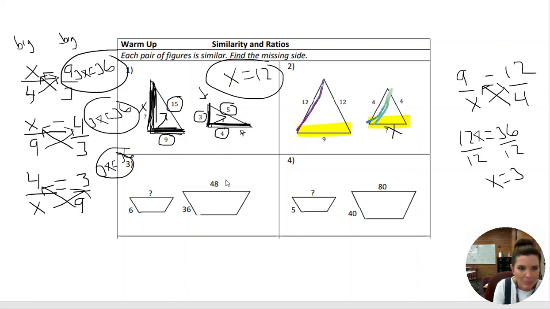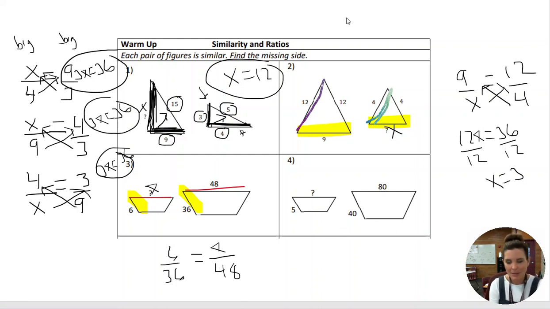Okay, let's do one more. So we can see that this side corresponds with this side, and we can see that this side corresponds with this side. So when we set up our proportion, we're going to do small to big is equal to the small that we don't know over the big. And then we just cross multiply. Okay, so that's how you're going to do that one.